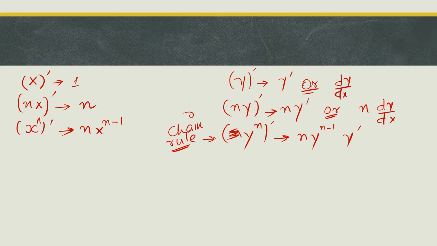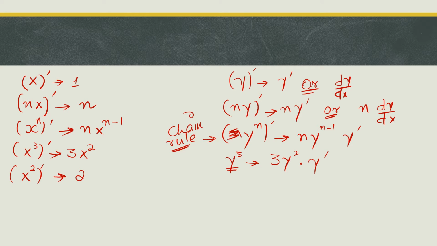For example, you have x to the power 3. The derivative of x cube will be 3x square. But if you have y cube, the derivative of y cube will be 3y square, same as we do for x, but after that, take the derivative of the inner function, that is y prime. Similarly, if I have x power 2, the derivative will be 2x. But the derivative of y square will be 2y and then y prime. So don't forget this y prime when you take the derivative of y.